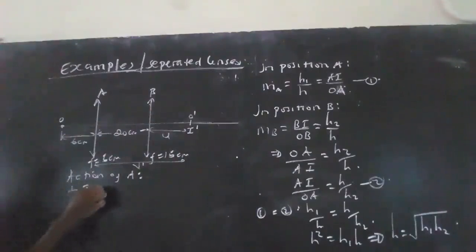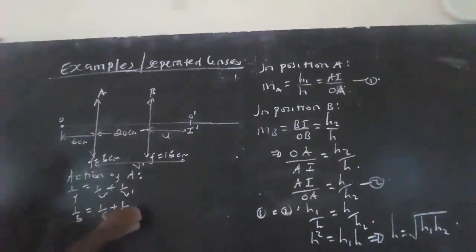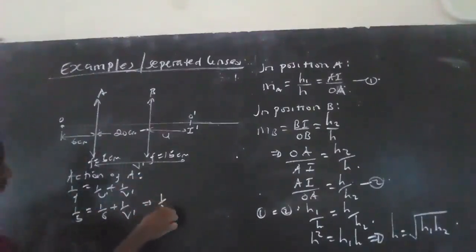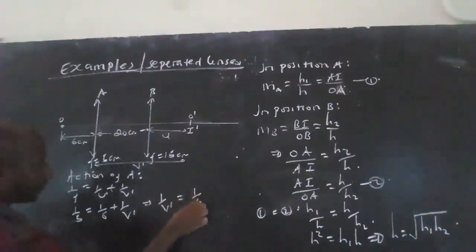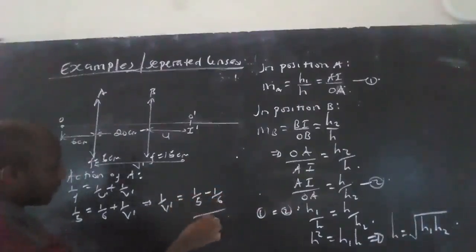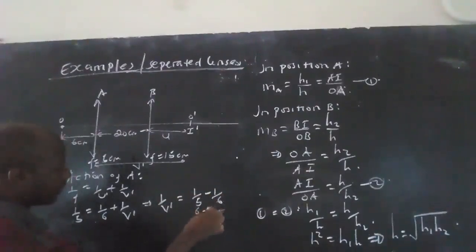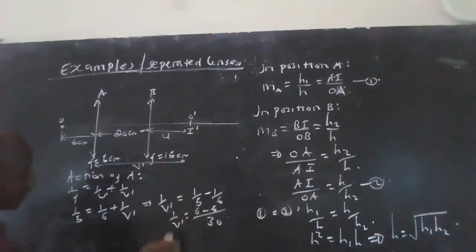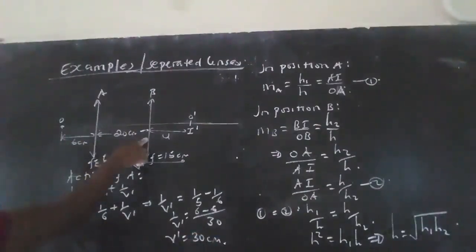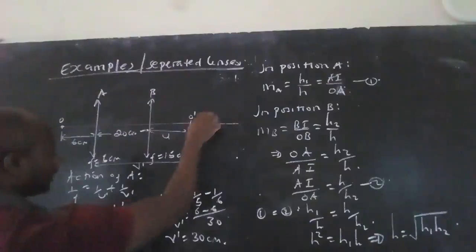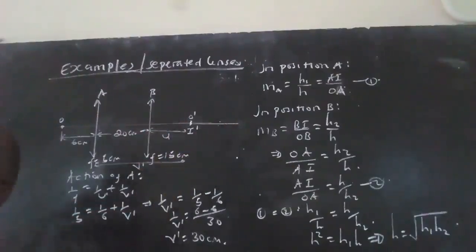1 over F equals 1 over U plus 1 over V. Let us call this V prime. So 1 over 5 equals 1 over 6 plus 1 over V prime. So 1 over V prime will become 1 over 5 minus 1 over 6, that is 6 minus 5 over 30. So V prime will become 30 centimeters. Where do you think 30 centimeters is? This is 20 from here, so 30 is around this side here.